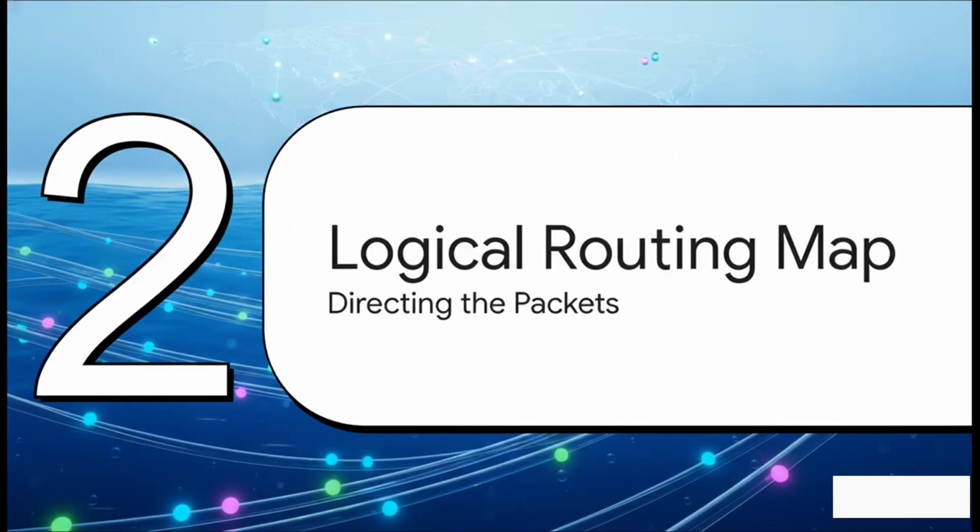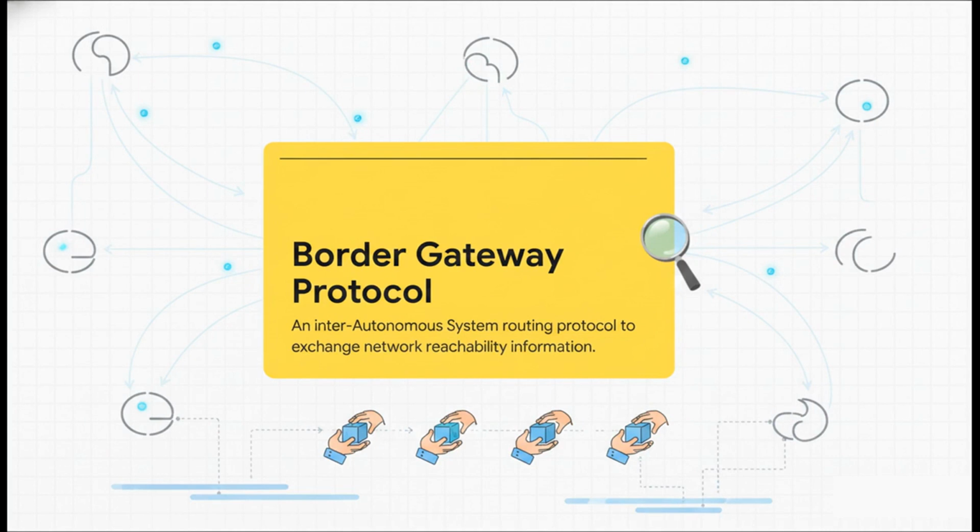Moving right along to Section 2. The logical routing map. Before a single packet of light can physically travel under the sea, it desperately needs a set of directions to know where it's actually going. So, how is this route decided? Well, based on the Internet Engineering Task Force's RFC 4271 standard, this whole thing is governed by BGP, or the Border Gateway Protocol. Now, it's absolutely crucial to understand that BGP is strictly an inter-autonomous system reachability and policy mechanism.